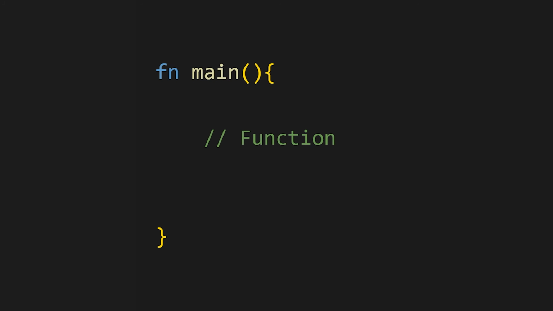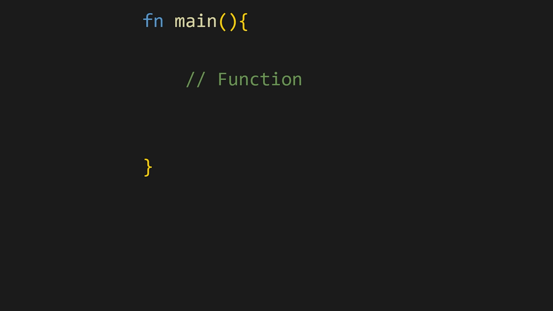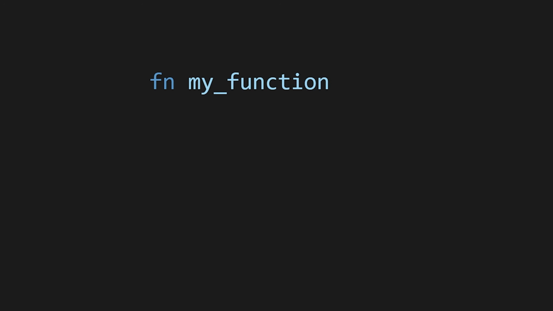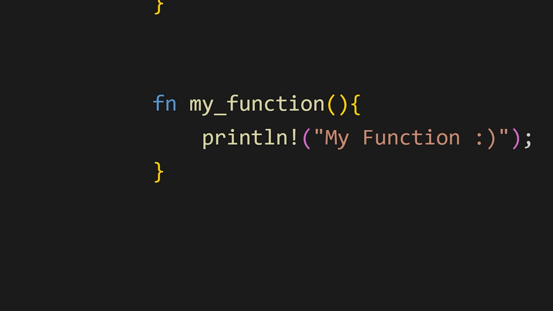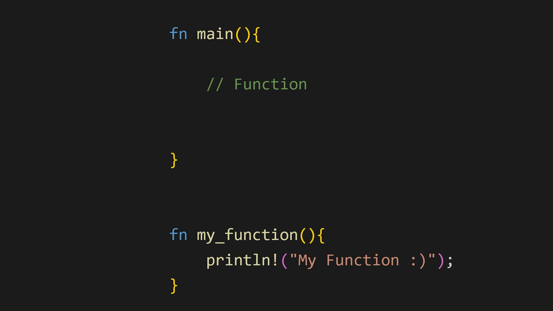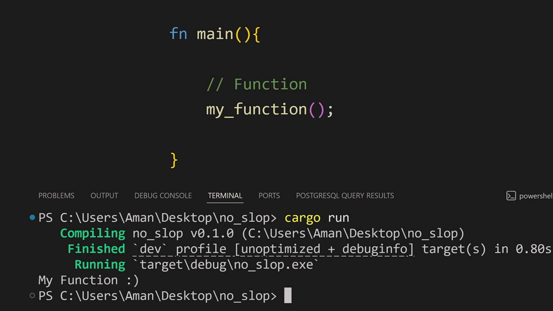After that, we have functions. You have already seen the most important function, the main function, but you can also create your own functions using the fn keyword. First, write fn, then the function name followed by parentheses, and finally the code inside curly braces. To call a function, simply write its name followed by parentheses. If I run this program, it prints my function to the terminal.